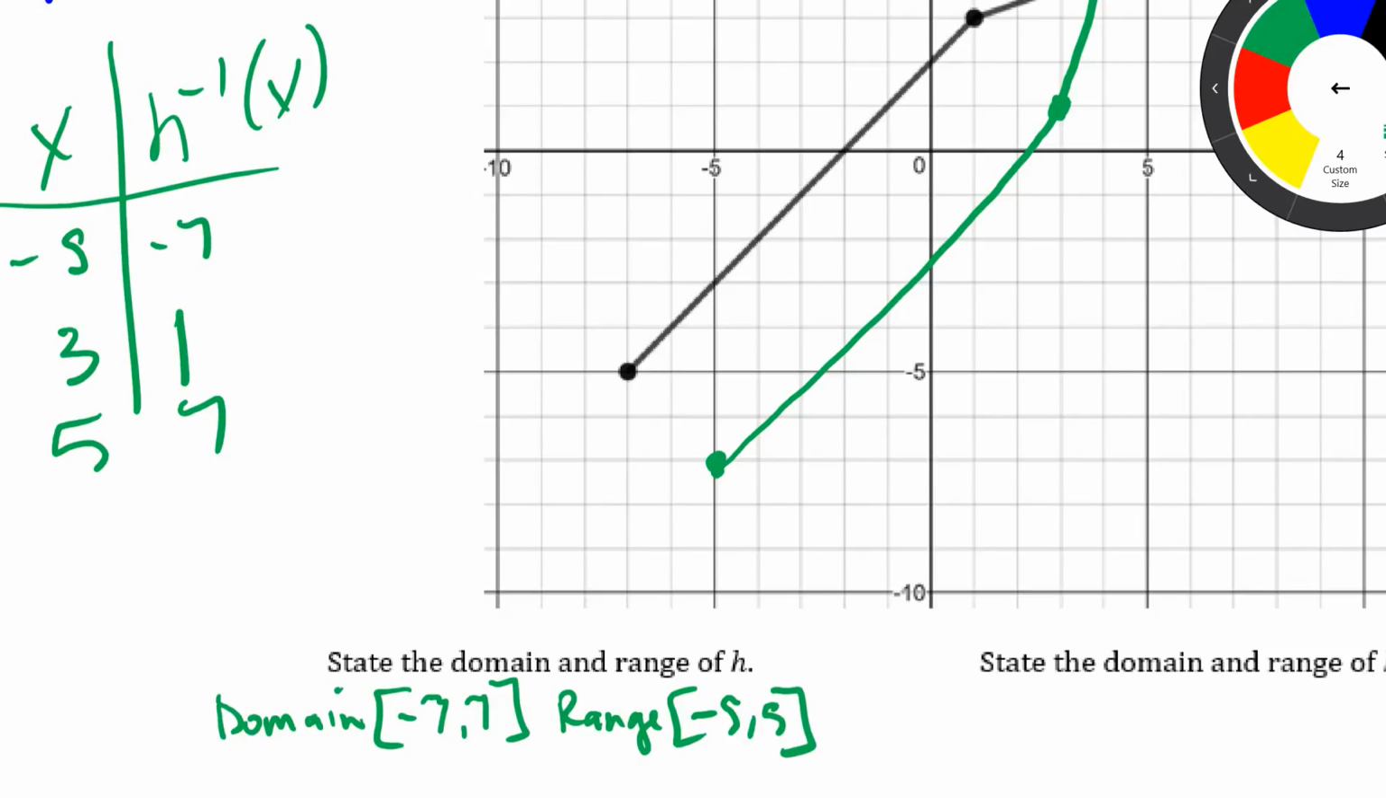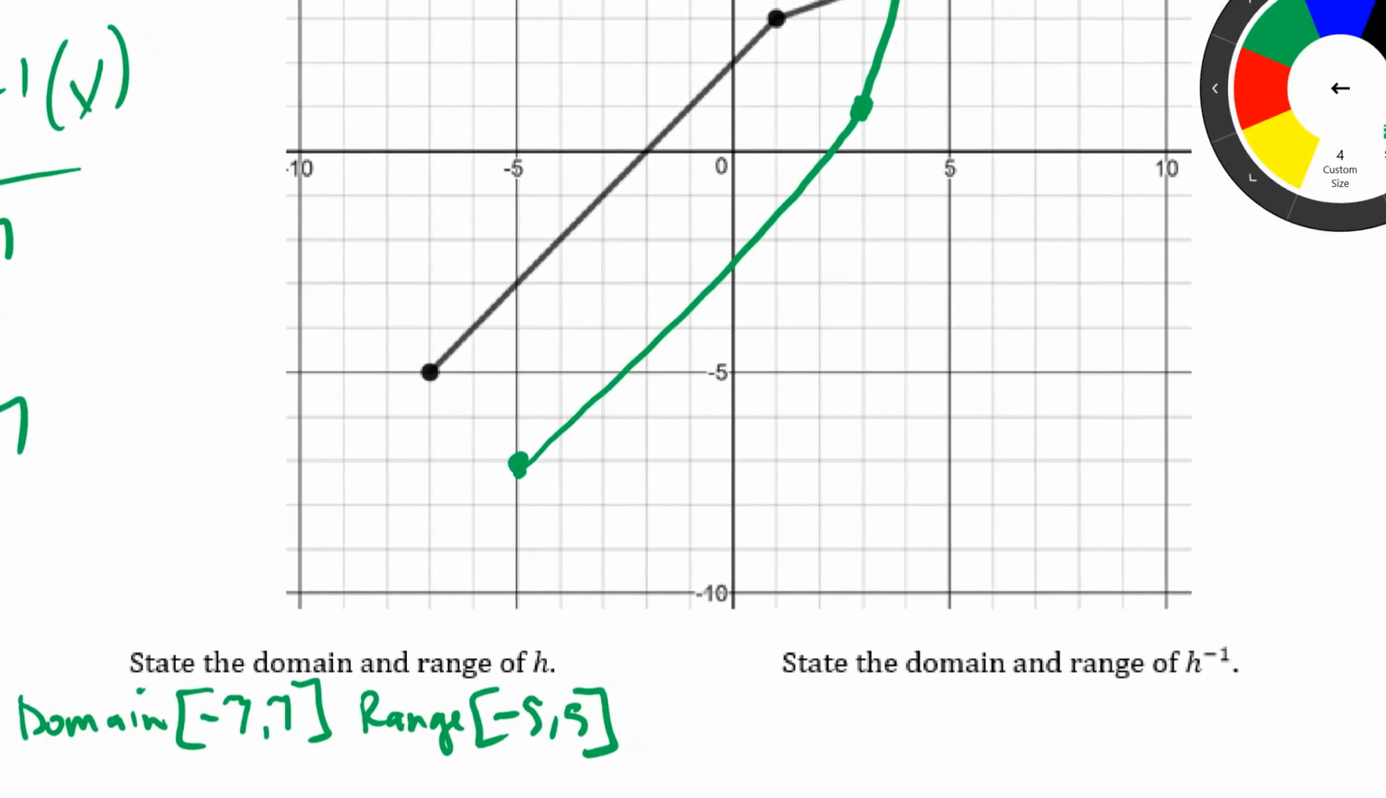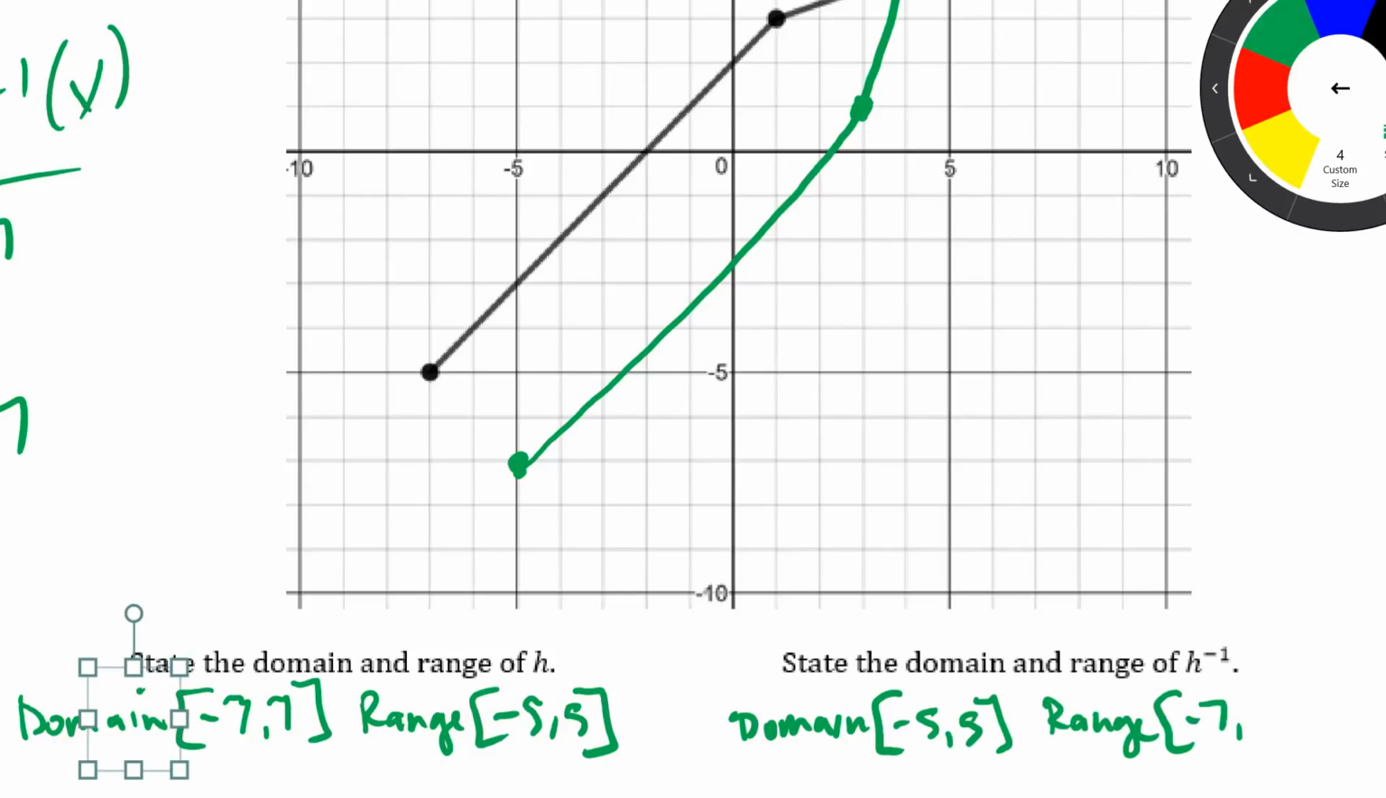And once you know the domain and range of a function, you don't really have to do much to find the domain and range of its inverse, because you know the domain and range just kind of switch places. So the domain of the inverse graph is going to become negative 5, 5, and the range of the inverse's graph is going to become negative 7, 7. Notice both of those are brackets because both of these have points that are actually on your graph.